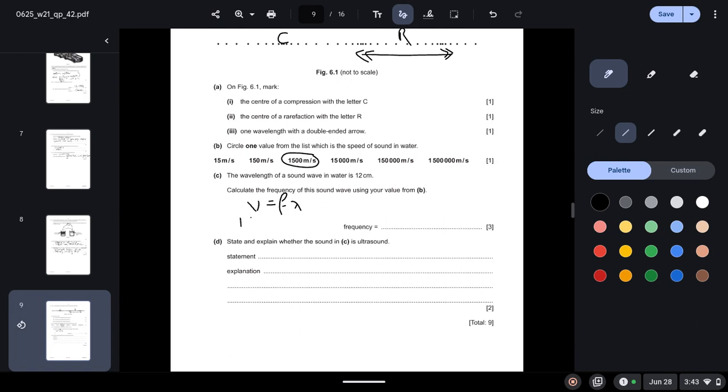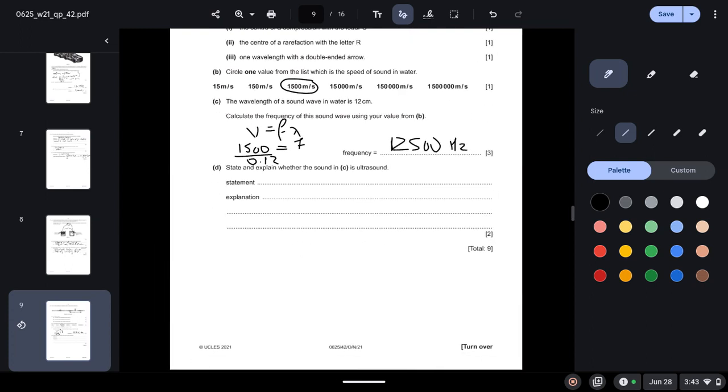The speed is 1500. The frequency we have to calculate, and the wavelength is 12 centimeters. So you'll have to convert this into meters first, so it would be 0.12. Just plug this in your calculators and you'll get your answer as 12,500 hertz.